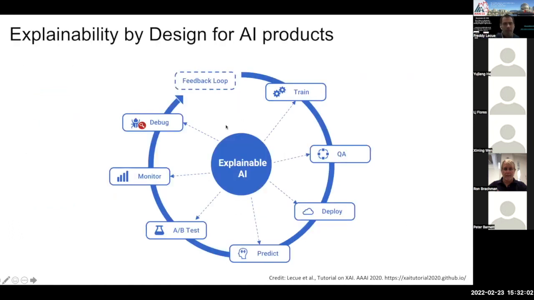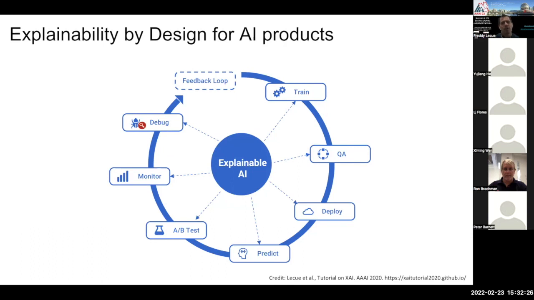And explanation by design, I think it's very important. It's not that you build a model, and that's the explanation, that's it. It's really a life cycle where you do train, you do quality assessment, you deploy, you predict, and the explanation is all over here.